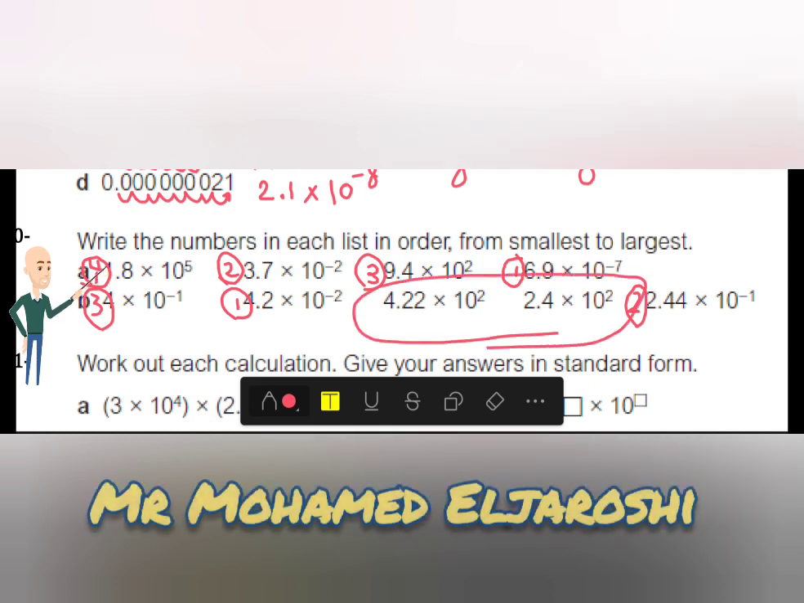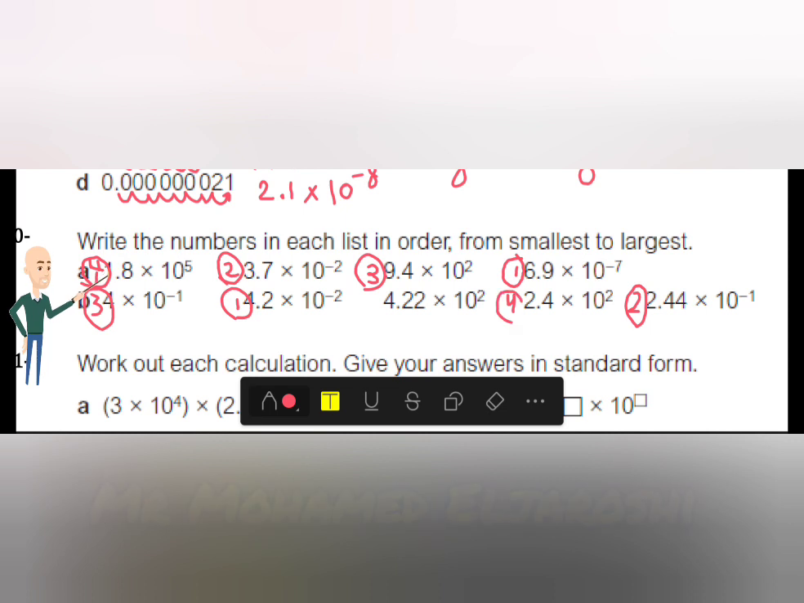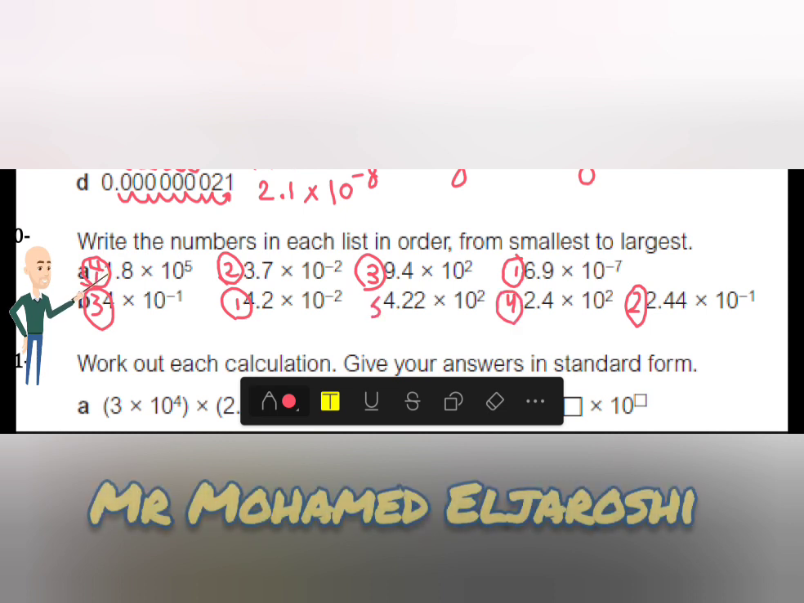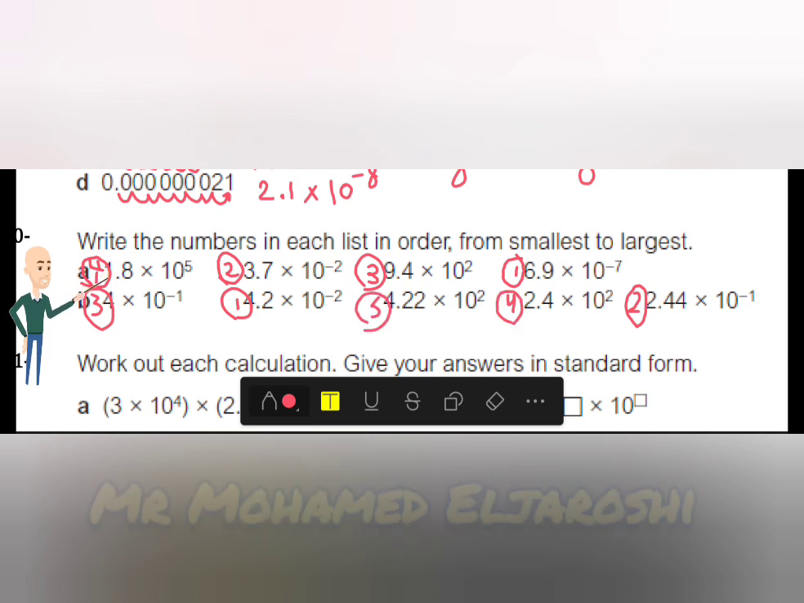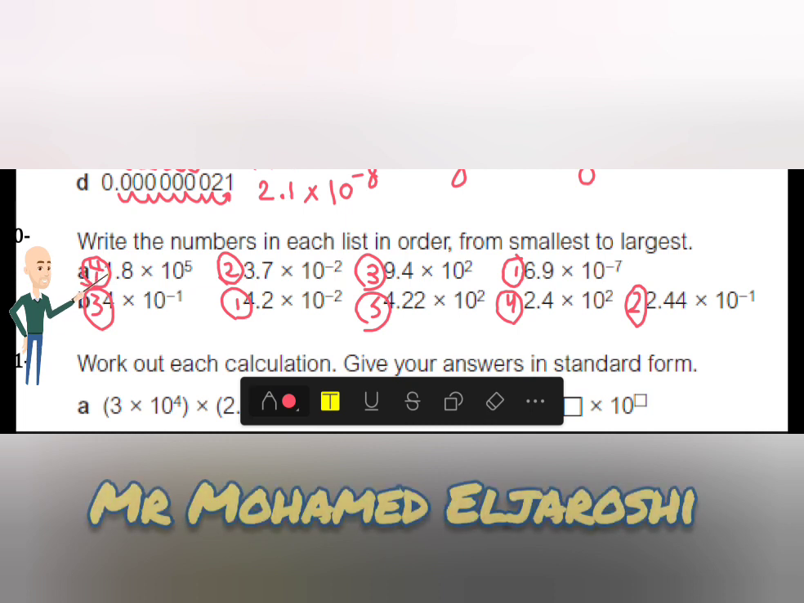The same idea. We have the same powers. So we have to take a look at these numbers. Which one is the smallest? Very good. It's 2.4. So this is number 4. And then we have this number 5. Very good. Now, let's take a look at question 11.